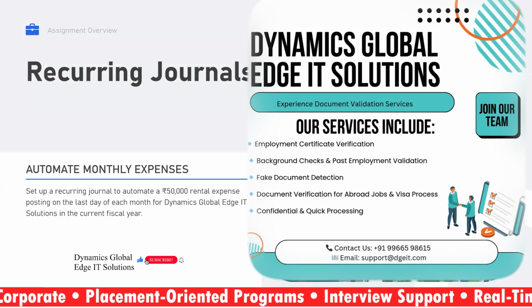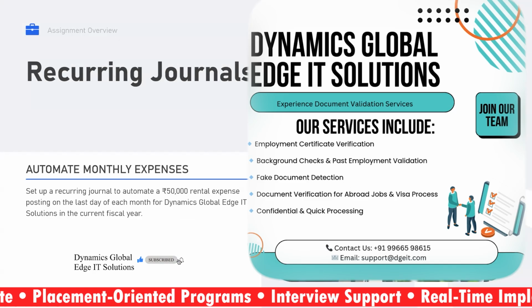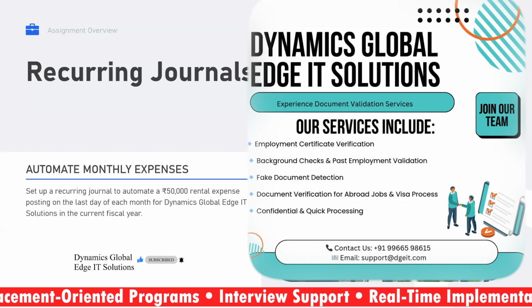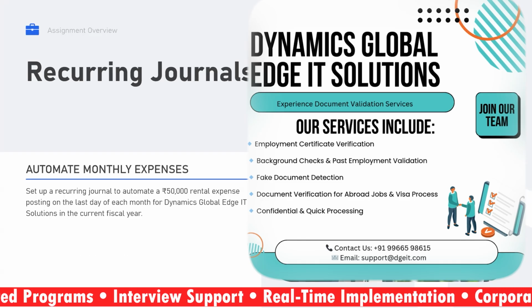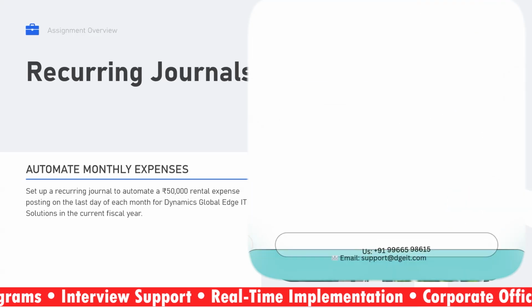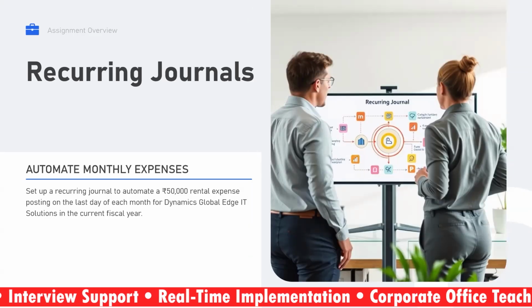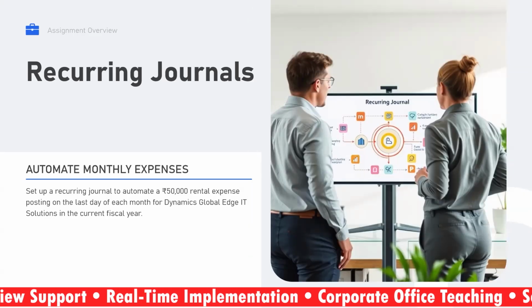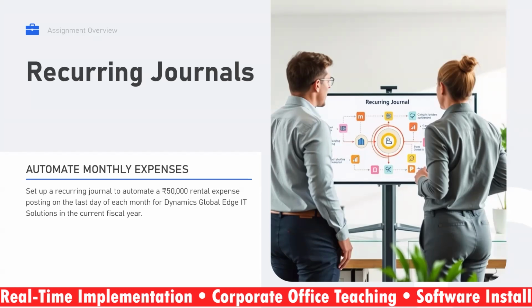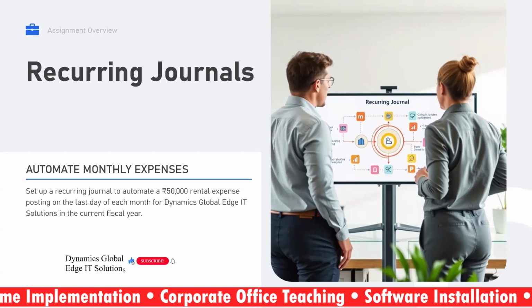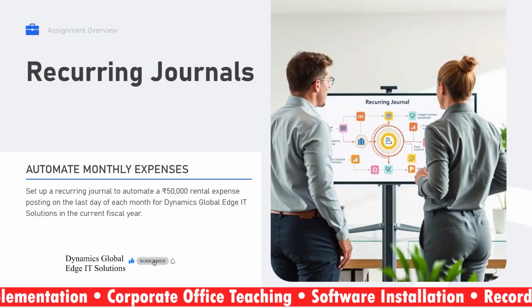And the 7th one, recurring journal. First of all, what is a recurring journal? Suppose you are going to pay 50,000 rupees rental expenses, how will that recurring journal help you? Now, Dynamics Global Edge IT Solutions wants to pay rental of 50,000 every month, yearly 12 times, monthly once.